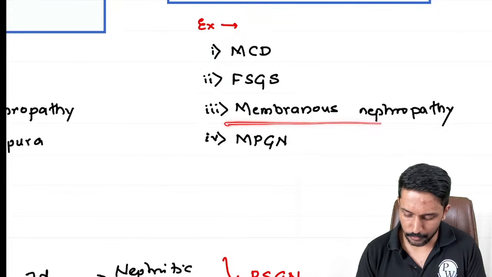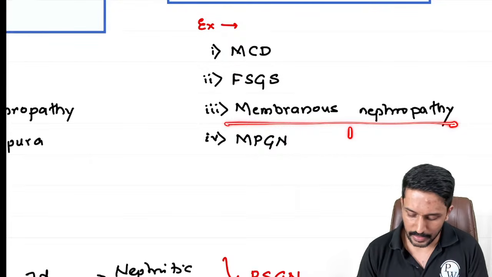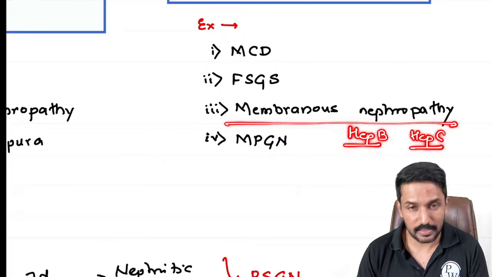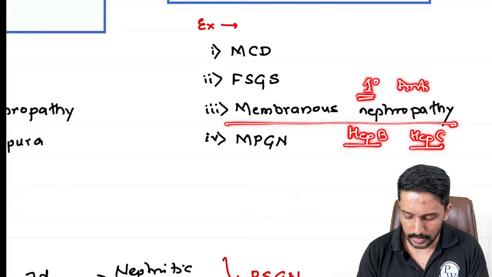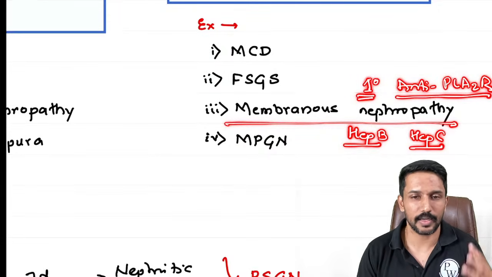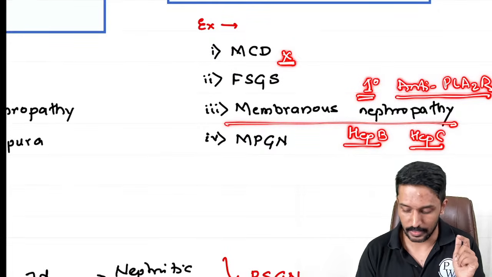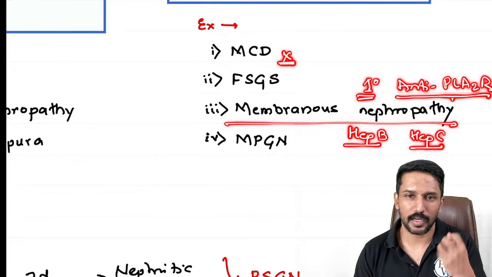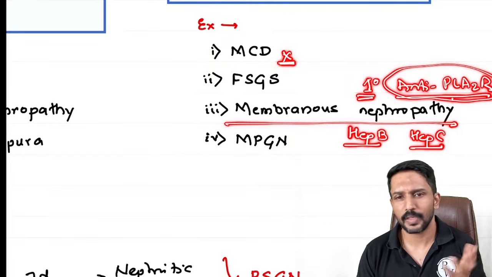Again, membranous nephropathy can happen as primary or secondary. Secondary is more common in hepatitis B patients, sometimes rarely in hepatitis C patients. And primary membranous nephropathy is due to an antibody against phospholipase A2 receptor. So if I have an adult patient with nephrotic syndrome, where minimal change disease is quite less likely, I will get a hepatitis B, hepatitis C panel and anti-phospholipase A2 receptor antibody done.